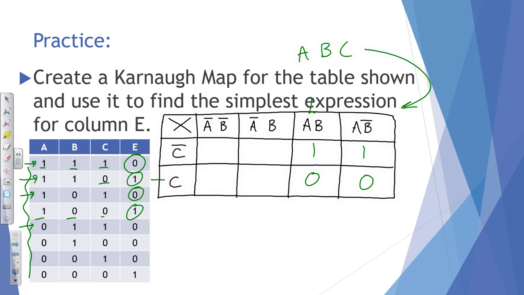Row 5, we don't have A, but we do have B, and we do have C. That outcome is 0. If we don't have A, but we do have B, and we don't have C, we have an output of 0. If we don't have A or B, but we do have C, we have an outcome of 0. And if we don't have A, B, or C, we do have an outcome of 1. So there's our 1s.